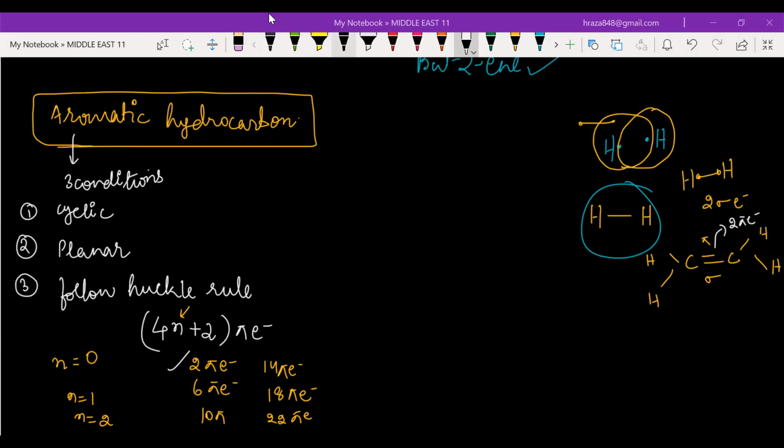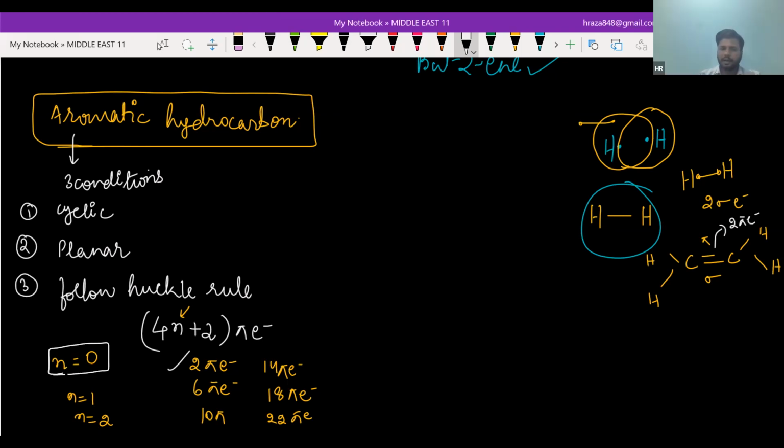N is not the number of bonds. N is a whole number, the value 0, 1, 2, 3, from where we got 2 pi electron, 6 pi electron, 10 pi electron, 14 pi electron. Actually, we need to look at the compound and see how many pi bonds are there. And if you can see how many pi bonds there are, can you calculate the pi electrons? Then if the pi electrons that you have calculated match these pi electrons, that means it will follow, it is an aromatic compound. These three conditions must be satisfied simultaneously. It shouldn't be that one is following and the other two are not, or two are satisfied and the third is not. These three conditions should be satisfied simultaneously.